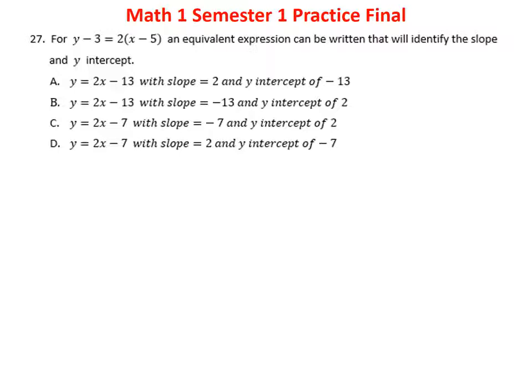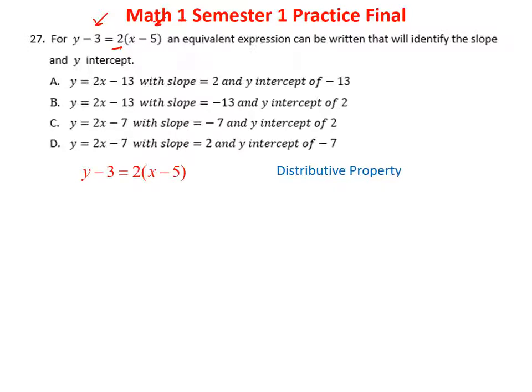Number 27 shows us a linear equation written in the point-slope form, meaning it's given us the slope and the x and the y term here. That's the point-slope formula. Okay. Actually, I made a mistake there.